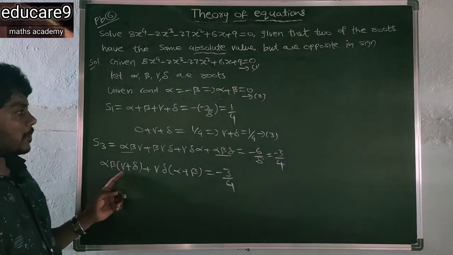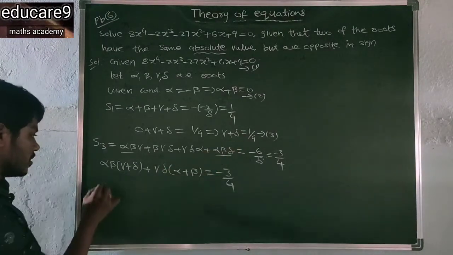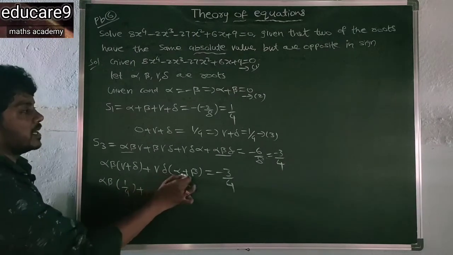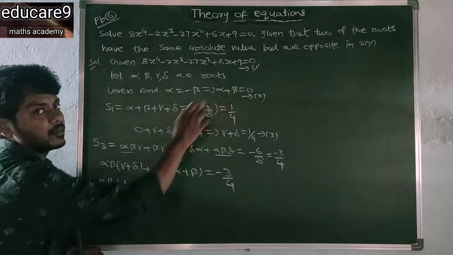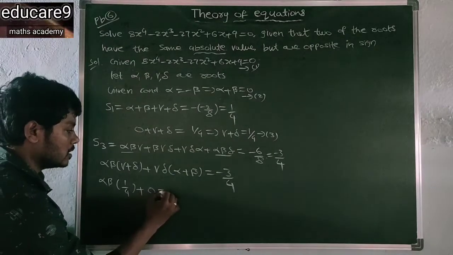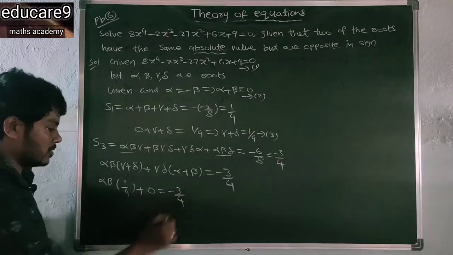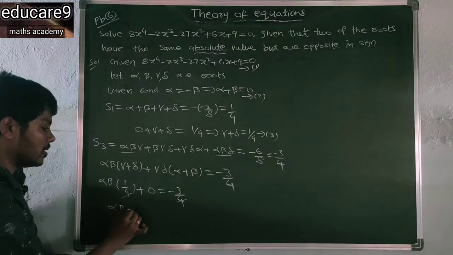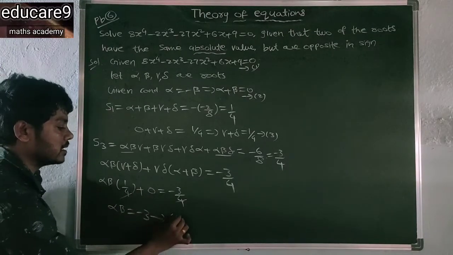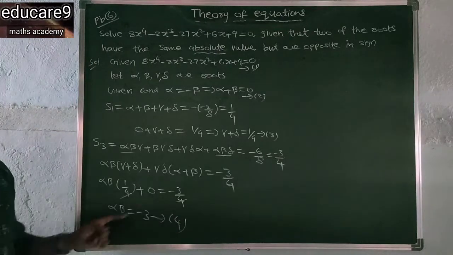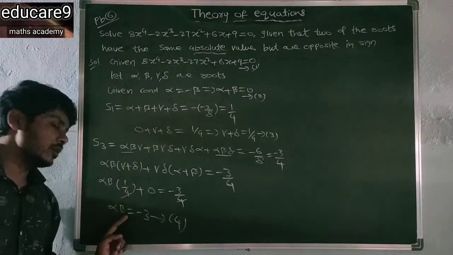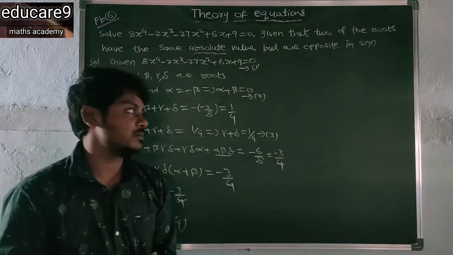So what is gamma plus delta value? That is 1 by 4. So alpha beta into 1 by 4. Now the other term becomes 0 because alpha plus beta is 0. Is equal to minus 3 by 4. So 4 gets cancelled. What is alpha beta value? Minus 3. This is equation 4. So alpha plus beta is there, alpha beta is there. So using these two, we can find alpha minus beta.